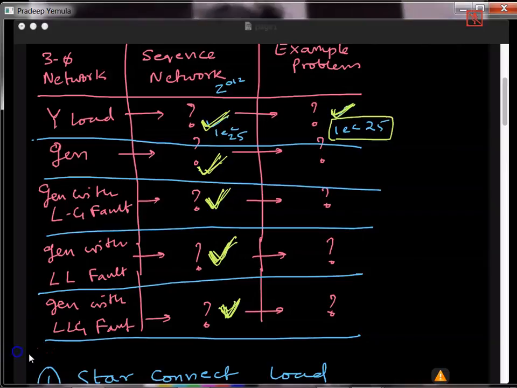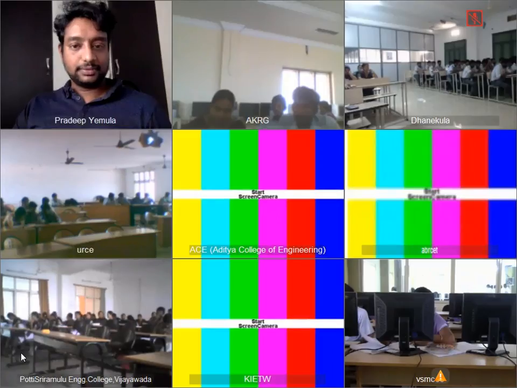And if you have no doubts, I have a problem which I looked at in the textbook and created myself. We will solve that problem, and through solving that problem, we will try to learn how to do the fault calculations. So I'll explain the problem. Example on unbalanced fault.